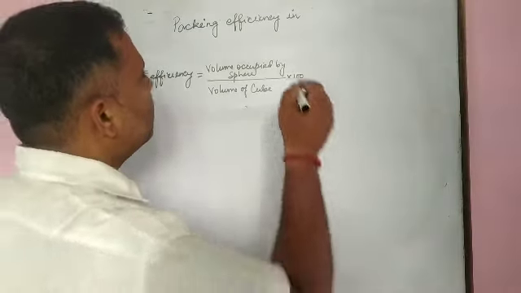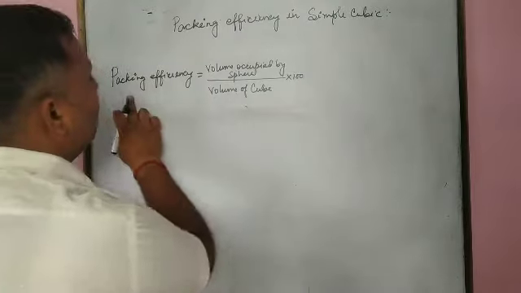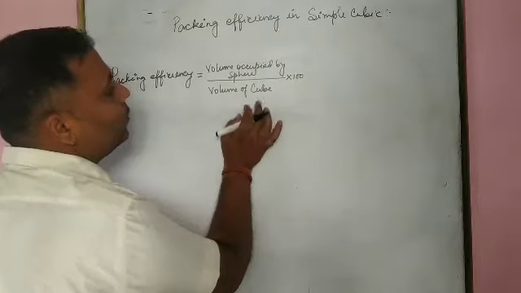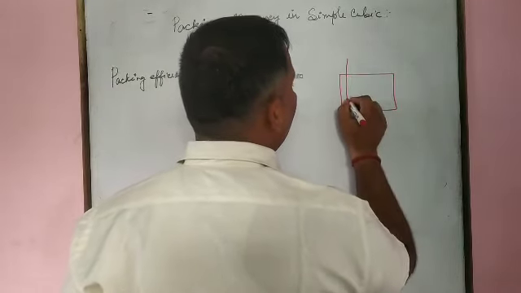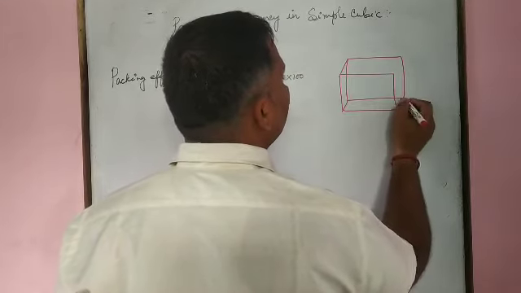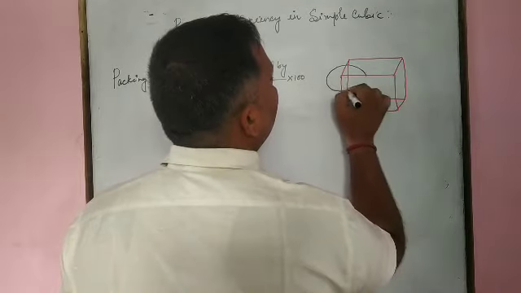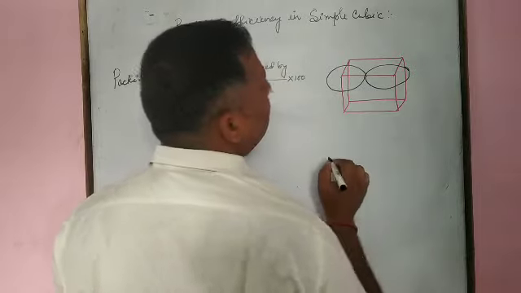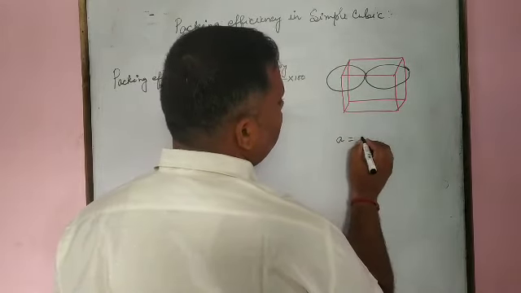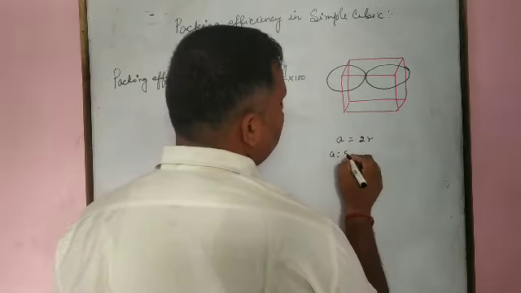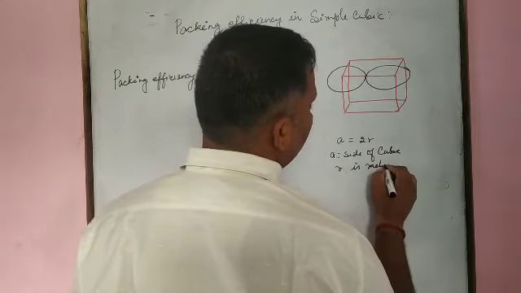Now the packing efficiency in case of simple cubic. What we see here? Packing efficiency is equal to volume of sphere by volume of the cube. Let us draw the structure of simple cube. It's like this. When we draw the sphere by space filling model, this will connect the center of it. It means what is the relation? A is equal to 2r. A is the side of the cube, and r is the radius of sphere.